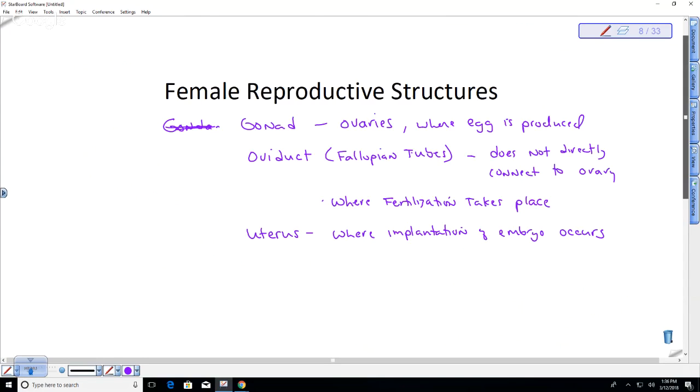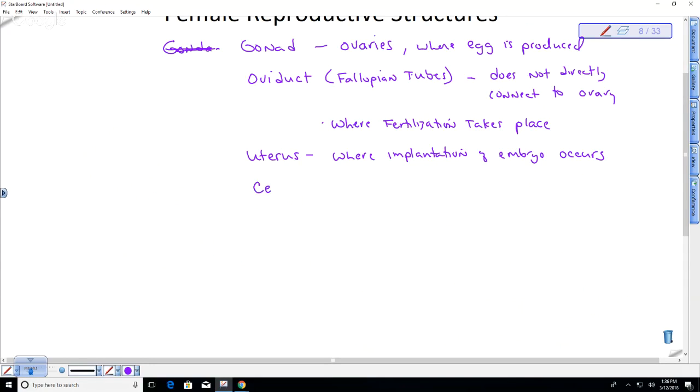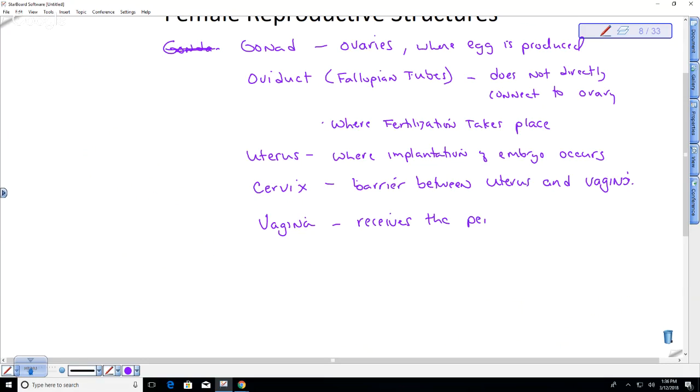And then separating the uterus from the vagina is called the cervix. So this is a barrier between the uterus and the vagina. And then the vagina is what receives the male's copulatory structure. So this receives the penis. And that would be where ejaculation occurs.